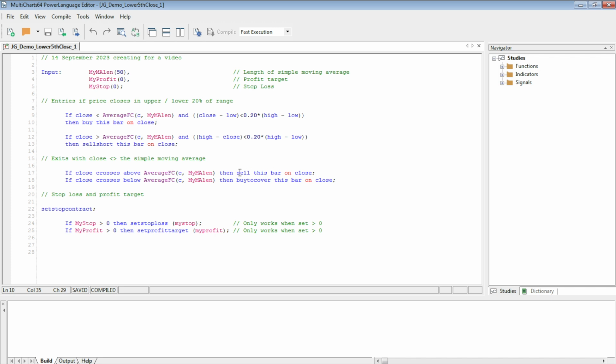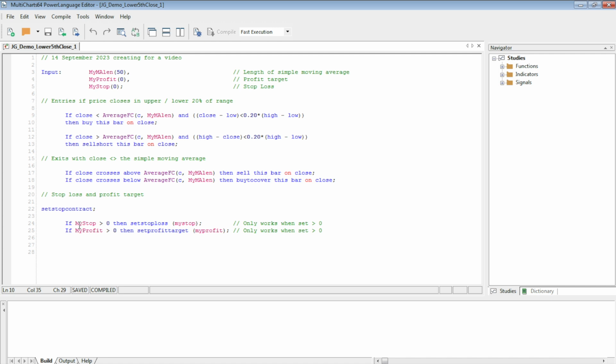Now, MultiCharts recognizes that a sell order is only an order when we're already long. So we don't even have to tell it that we're already long, okay? And the opposite, if the close crosses below the 50-period moving average, then buy to cover this bar on close. So that's exit our short position. And then lastly, we've just got our stop loss and our profit target.